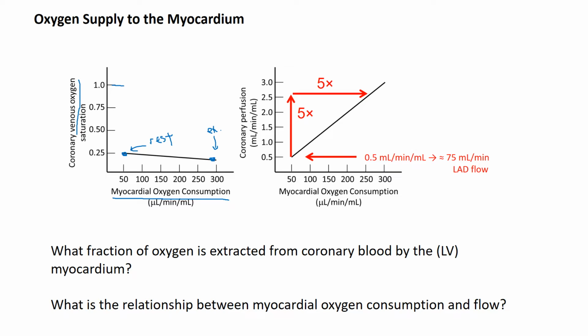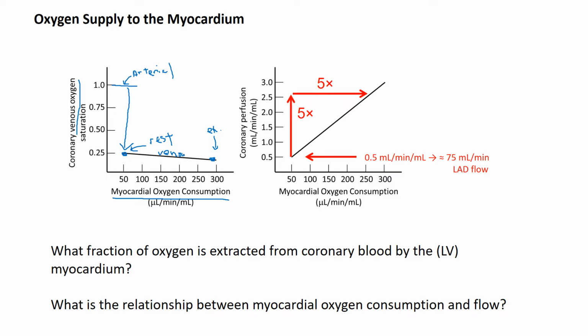So the arterial blood perfusing the heart is essentially 100% saturated with oxygen. Okay, so you can see that around 80% of the oxygen is extracted from the blood perfusing the coronary circulation before it exits into the venous sinus with a saturation of around 20%.